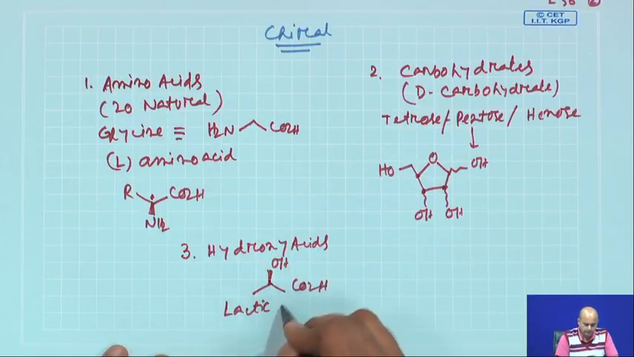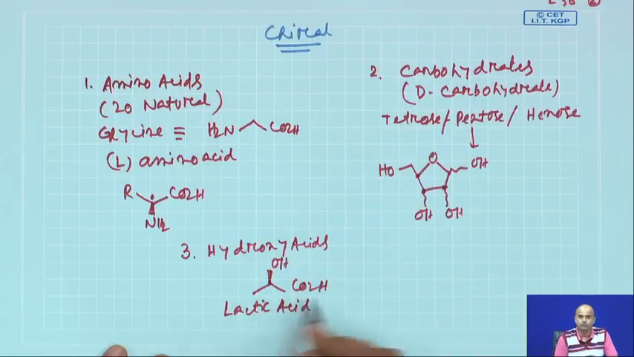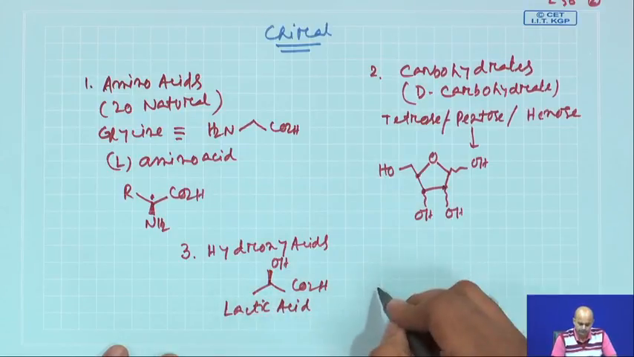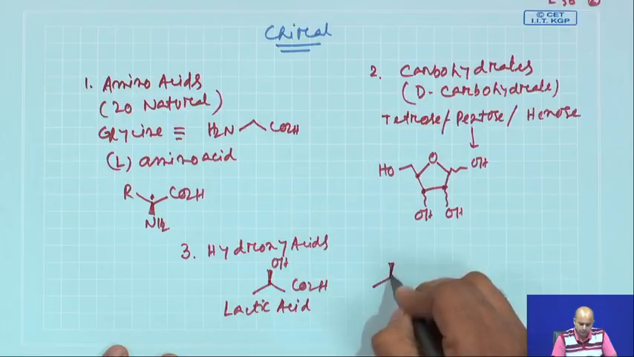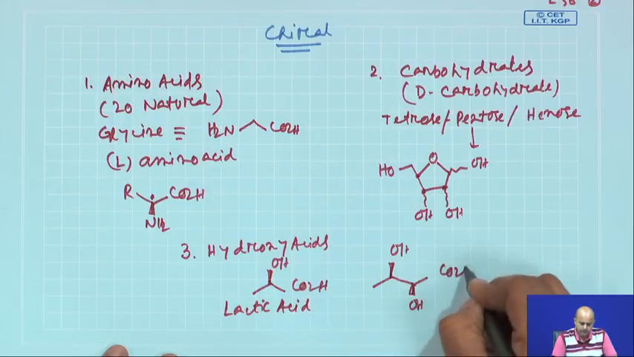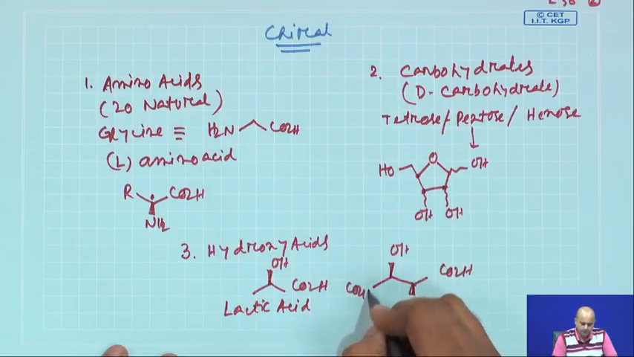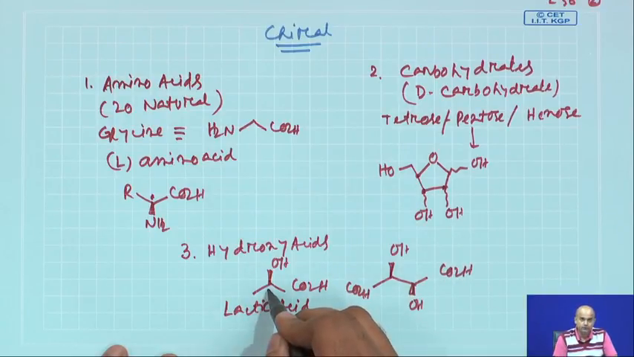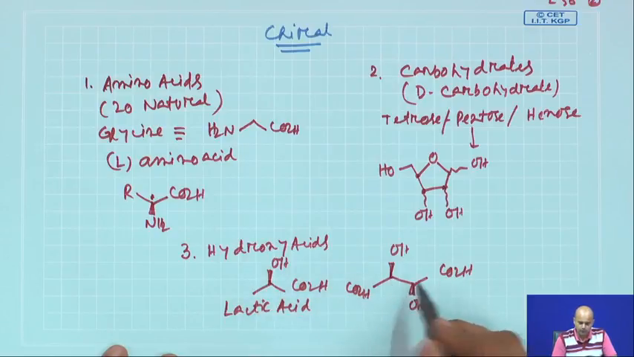Lactic acid, you can get both the enantiomers in nature. Then the most important one is tartaric acid. Now, lactic acid has 1 stereocenter, tartaric acid has 2 stereocenters.